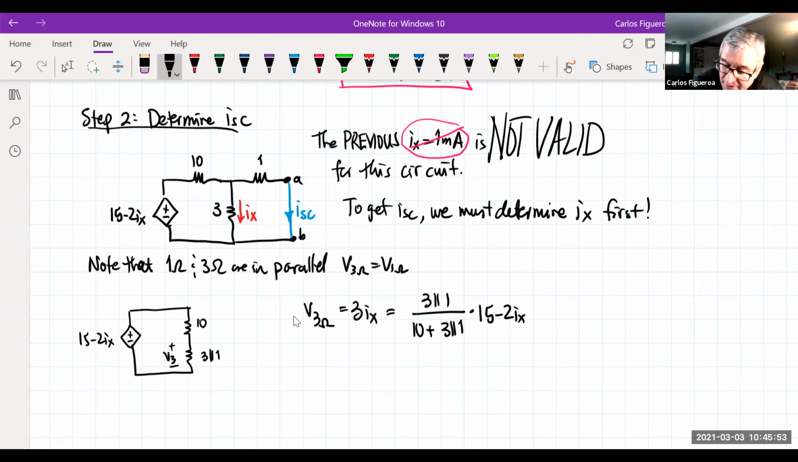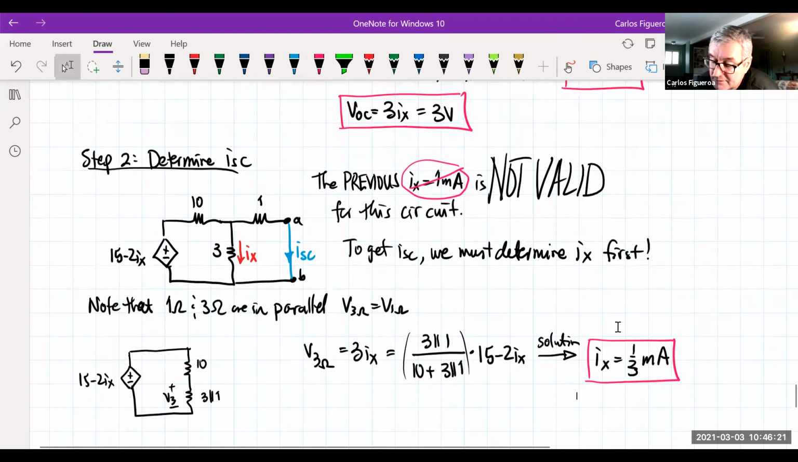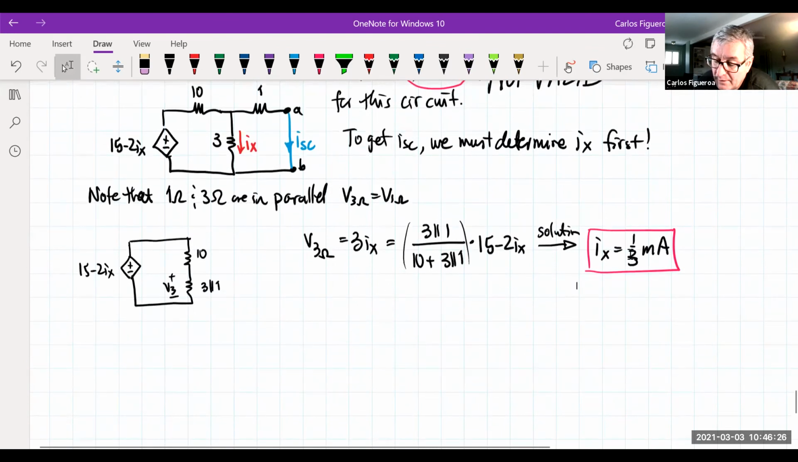So what you're seeing here is that this is just a number. And note that I have one equation with Ix here. So if you do the algebra, you can get a solution to Ix. And in this case, you get a solution that reads that it's 1/3 of an amp. Of a milliamp, that is. So check this out. Look at this Ix. Look at that Ix. This is 1 milliamp. This is 1/3 milliamp. They're two different values.